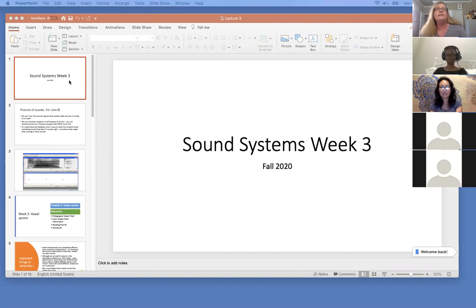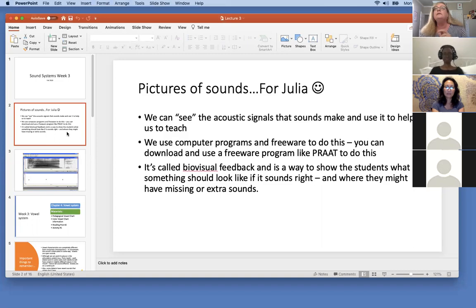So that's fine. Good. Last week, we talked a little bit about taking pictures of sounds, and Julia stayed on with me afterwards to talk about this because she was like, what do you mean when you say you can take pictures of sounds? So I decided to put in a little example to show you, and we're actually going to come back to this later, but essentially what we can do is use this as something we call biovisual feedback.